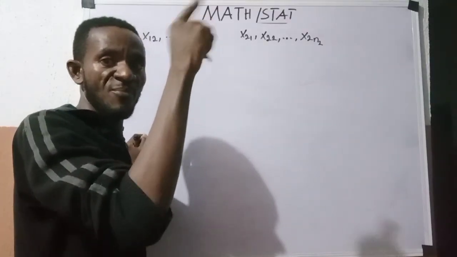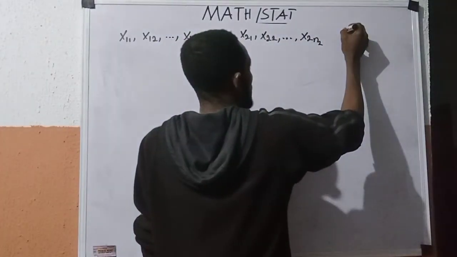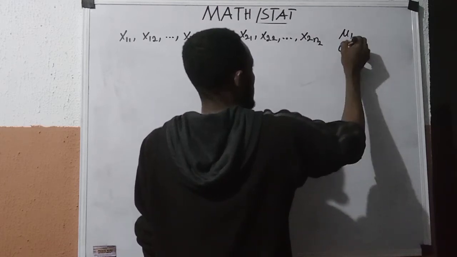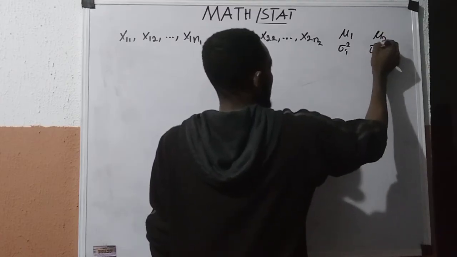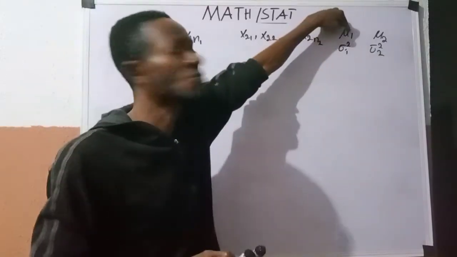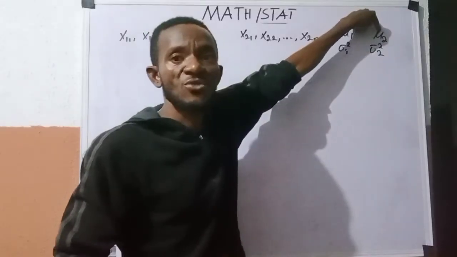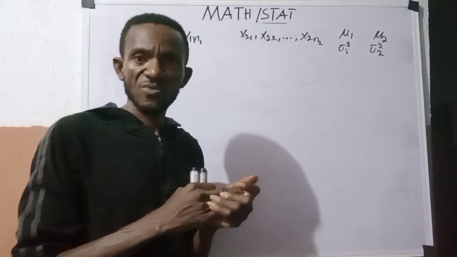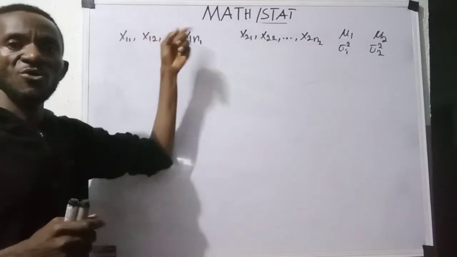Those two populations are going to have population 1 with mu1 and sigma squared 1, and population 2 with mu2 and sigma squared 2. These are the mean of population 1, the variance of population 1, the mean of population 2, the variance of population 2. And then you have taken your sample, and from your sample you are going to calculate your mean.